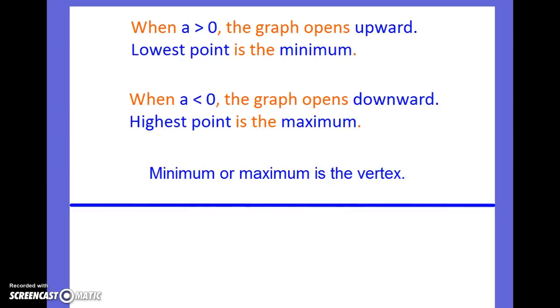So just some other information is that when your a is greater than 0, that means your graph is opening upwards, and your lowest point, or your vertex, is called your minimum. And when your a is less than 0, the graph opens downward, so it looks like it's negative. And the highest point is your maximum, and that highest point is also called your vertex. So your vertex is your maximum.